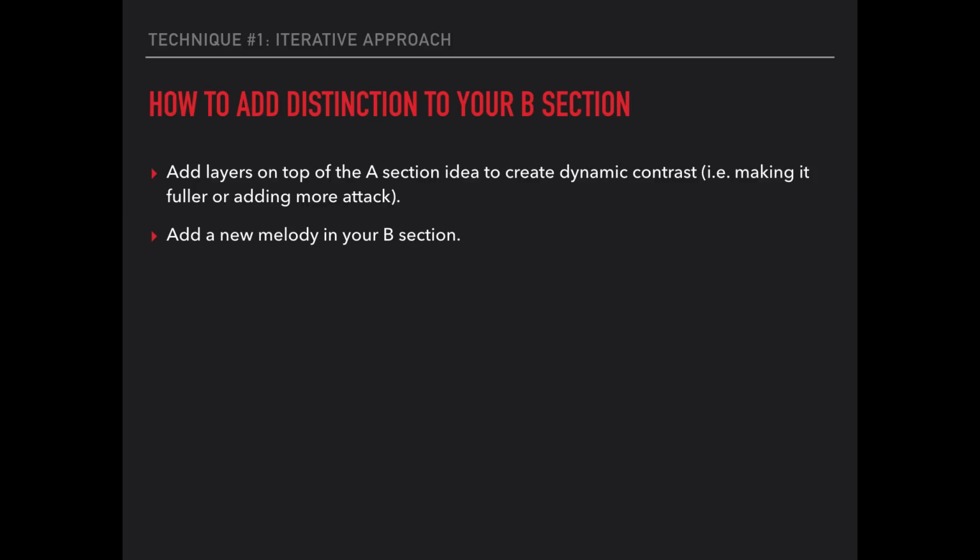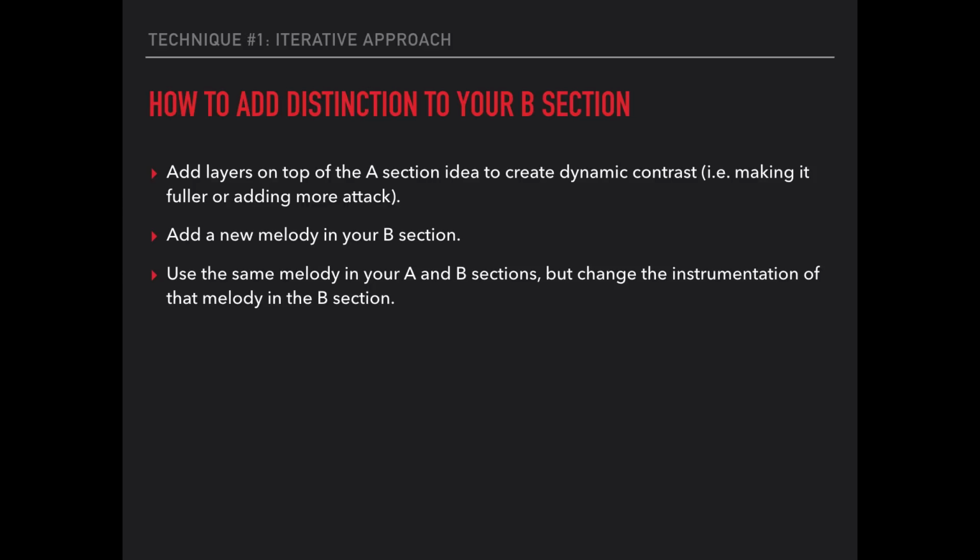The next technique is to add a new melody in your B section. This is something that I also did in the track that I just showed you. In the verse, the vocal was the main melody, and then I created a new melody in my chorus section using the vocal chop. So that's one of the most obvious ways to create that distinction so that the listener has something new to focus on.